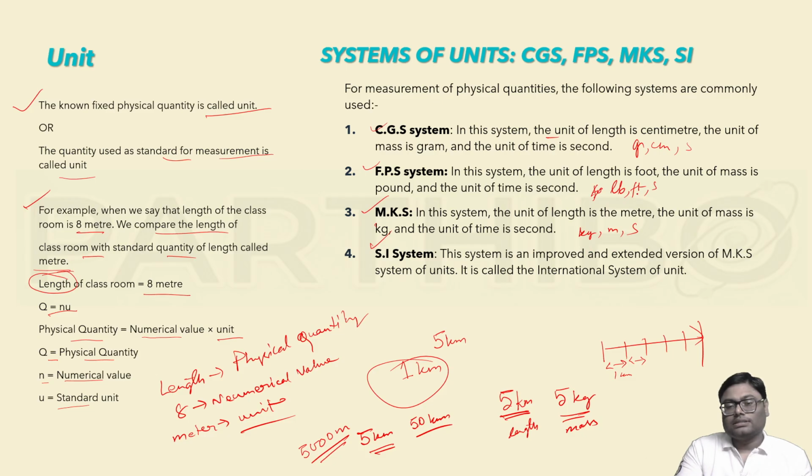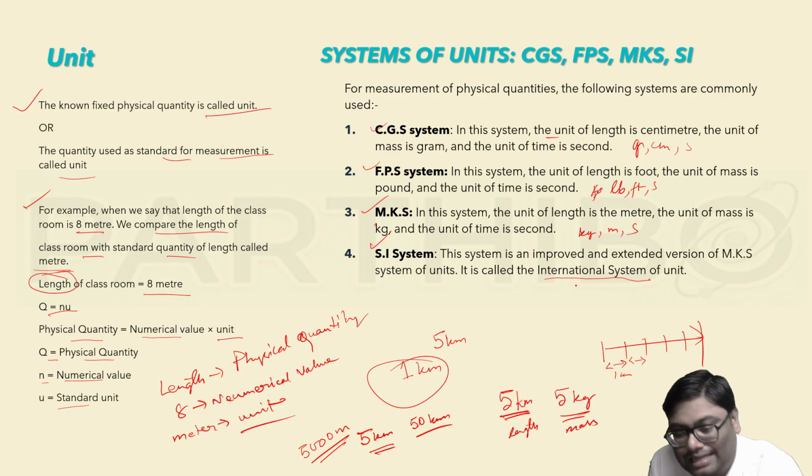What is it called? International system. Actually the word is Système International, and from there we get the SI, and the English meaning of that is international system of units.